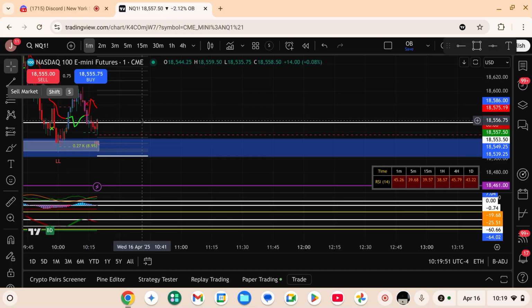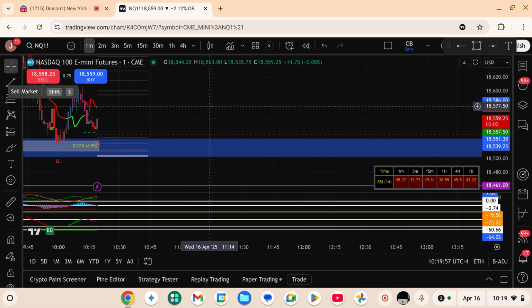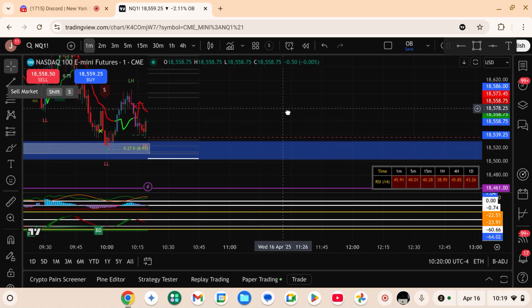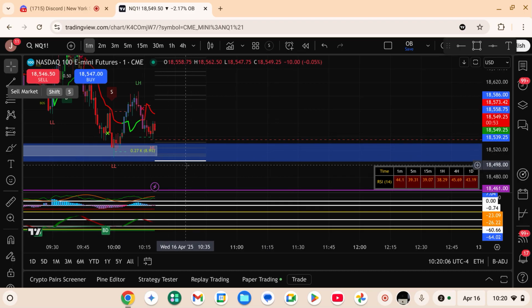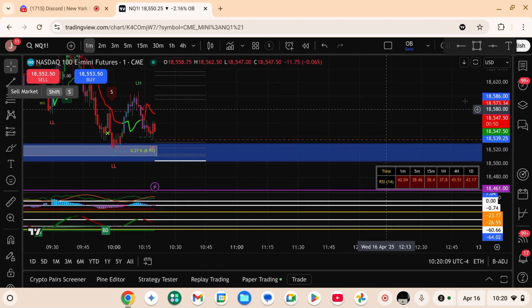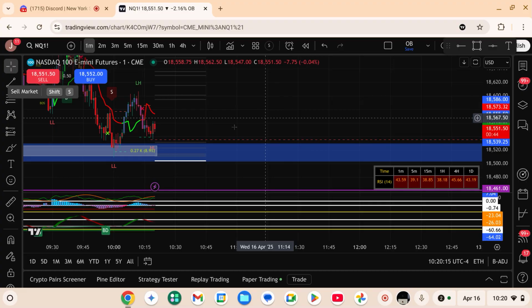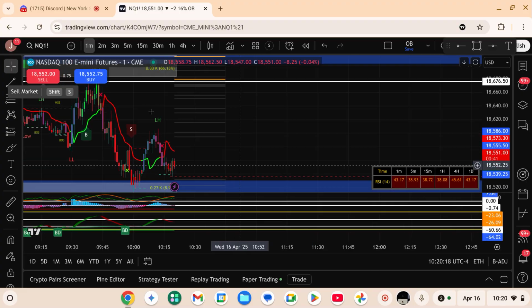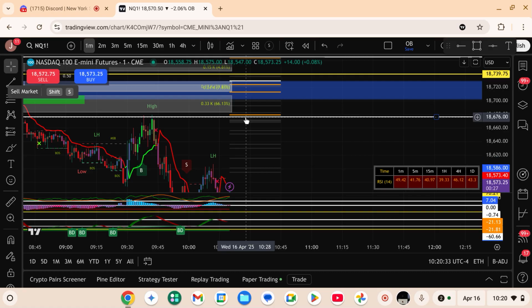Let me take this off. So you want to look for longs at, let's see, 18,500. That's where you want to look to take longs. And then you want to look for shorts at, let's see, around here, 18,676. You'll look for shorts there.